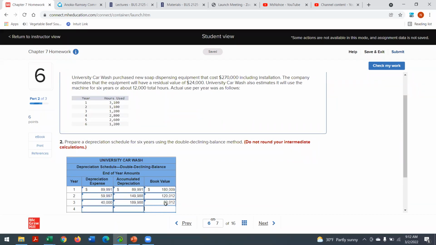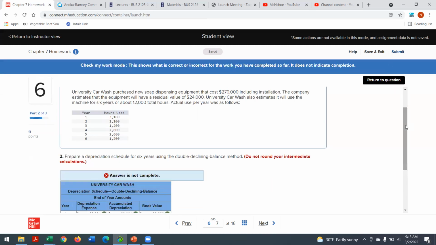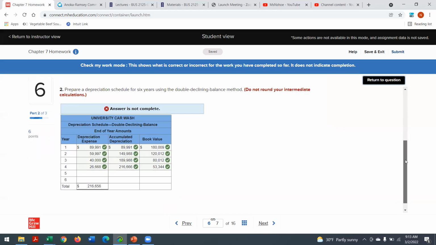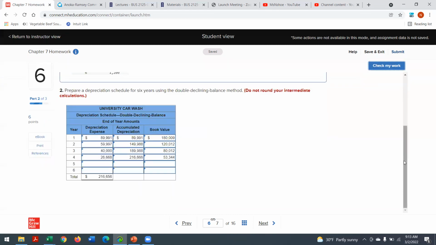80,012 times 0.3333 would be 26,668. Add that to our accumulated depreciation. Should be 216,666. Subtract that from our cost. You should have a book value at the end of year 4 of 53,344. Let's just see. Something wrong. No. Oh, we can keep going. Sorry, I didn't see the other 2 years.